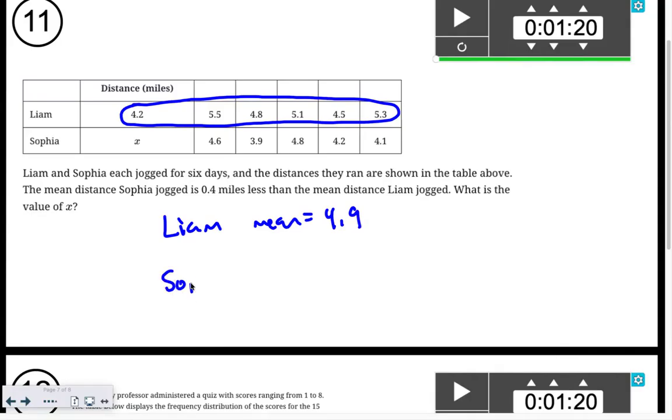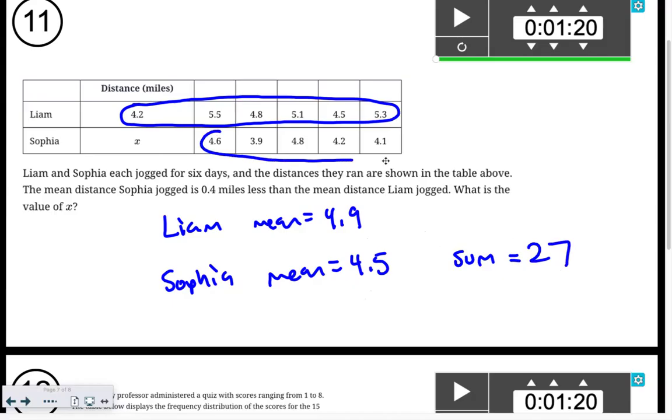And then we have Sophia. Well, Sophia's mean is 0.4 less than the mean distance Liam jogged. So Sophia's mean is going to be 4.5. Okay. Now, what is the value of x? Well, now I can find the sum by just multiplying this by 6, right? So if her mean is 4.5 and there were 6 different data points, then 6 times 4.5 is going to be her sum. So her sum is going to be 27.